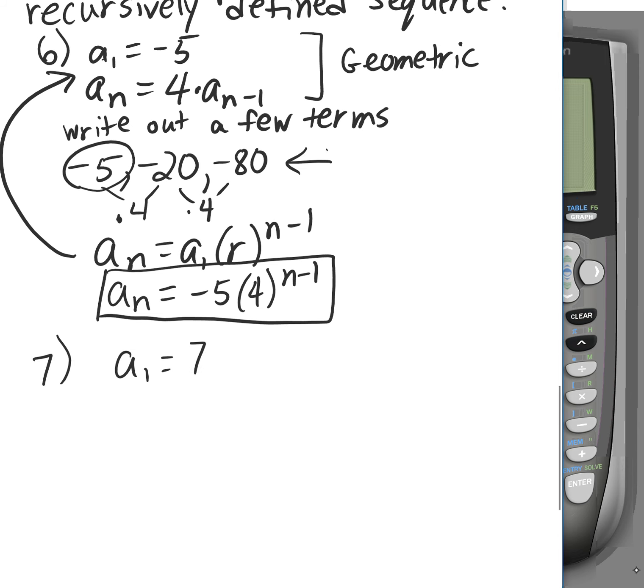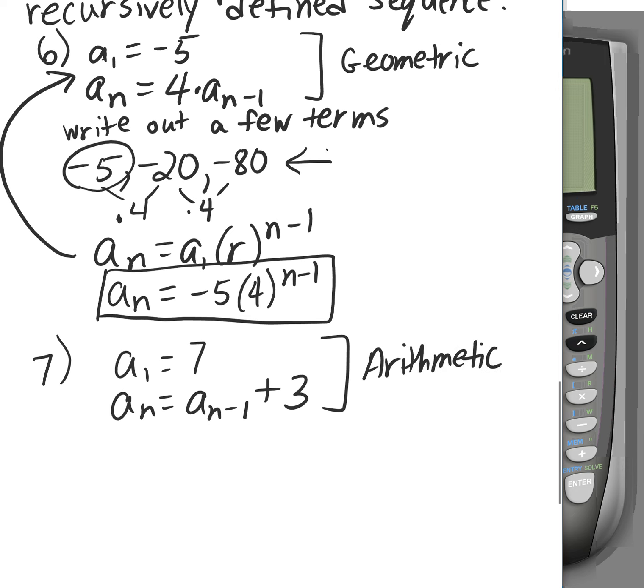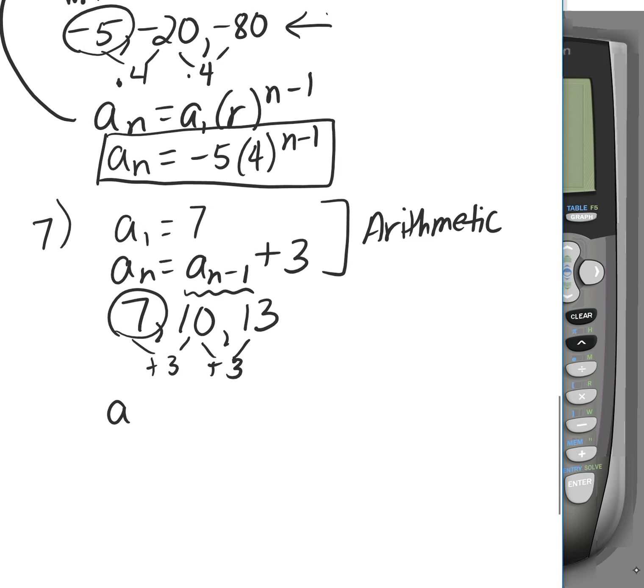a1 equals 7. an is equal to an minus 1, previous term, plus 3. So because we're adding or subtracting, it would be arithmetic. So again, I'm going to write out a few terms. The first term is 7. The second term would be the previous term plus 3, so we would have 10. And then we'd add 3 again. Just so you can see, okay, I'm adding 3 each time. I know that this is my first term. And we're using the explicit rule for the arithmetic formula, which is a1 plus d times n minus 1.